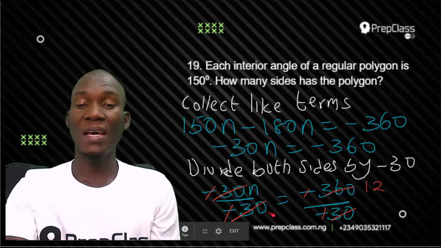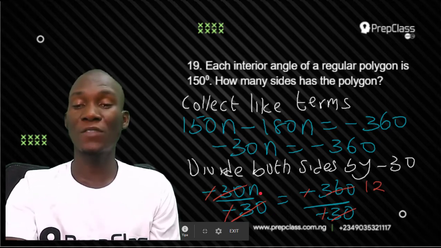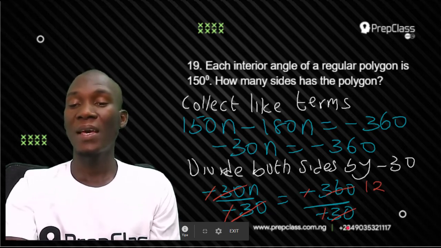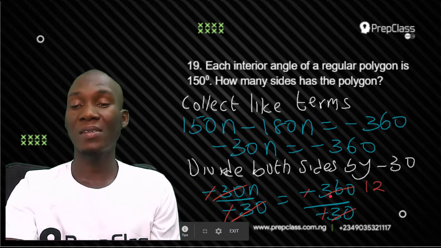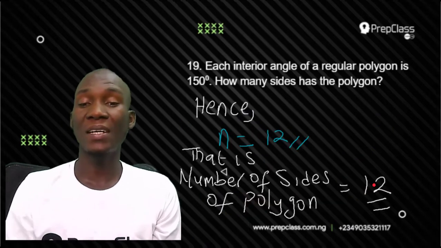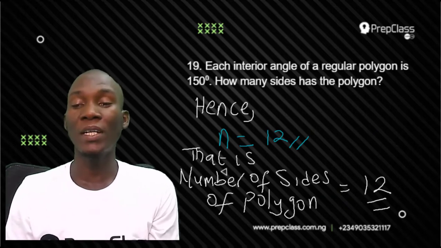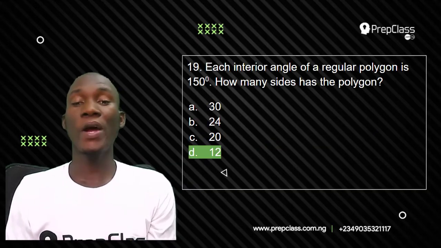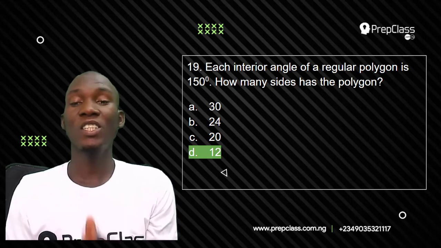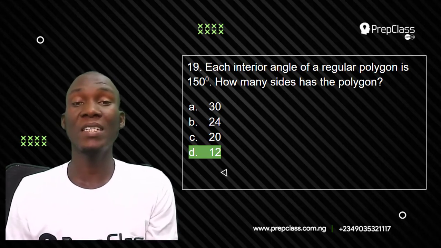Minus cancels minus, 30 cancels 30, n will be left alone here. This is equal to, minus will also cancel minus. How many 30s can we see in 360? That is 12. So we have that n is equal to 12. That is, the number of sides of the polygon is 12. So the correct option is option D. The number of sides of the polygon is 12.